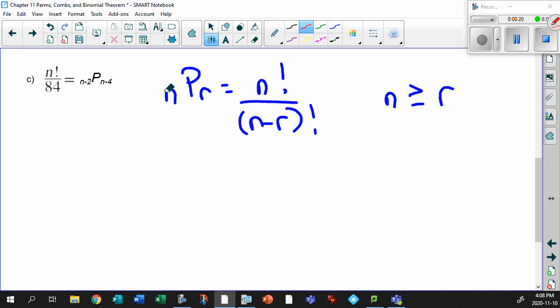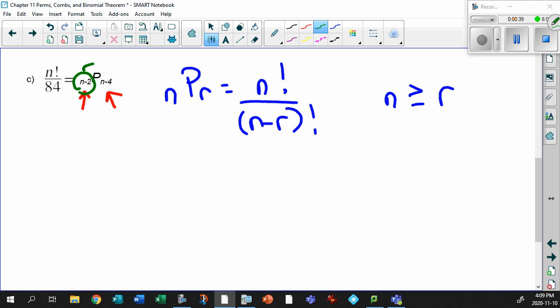Look how ugly this question is. Look at your value for n. It's n minus 2. Look at your value for r. r is n minus 4. That's just horrible. But you know what? If you just stick to what you know, this isn't that bad.